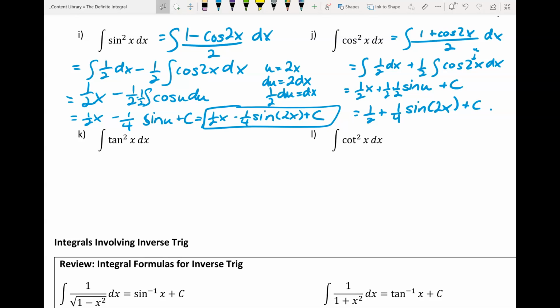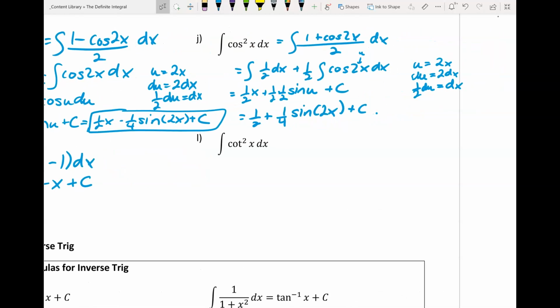For tan squared x, again, if you go back to the first page of our notes, we can replace tan squared x with secant squared x minus 1. This one's really easy for us to integrate. Secant squared x is the derivative of tan x. And then the antiderivative of 1 is just x, plus a constant because we have an indefinite integral.